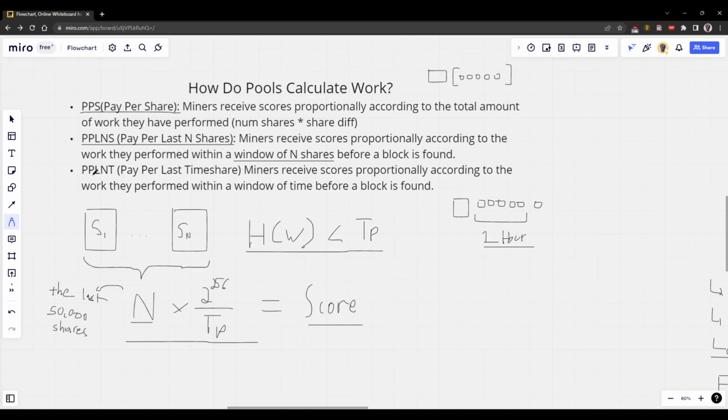Similarly, there's the PPLNT algorithm. Instead of using a window of n shares, the PPLNT algorithm uses a window of time. Let's say a block is found here. Instead of using n shares, we use a window of time, W, which could be 1 hour, 2 hours, whatever it is. The point is that shares will only be used inside the share processing algorithm if they're within the window of time before the block was found.